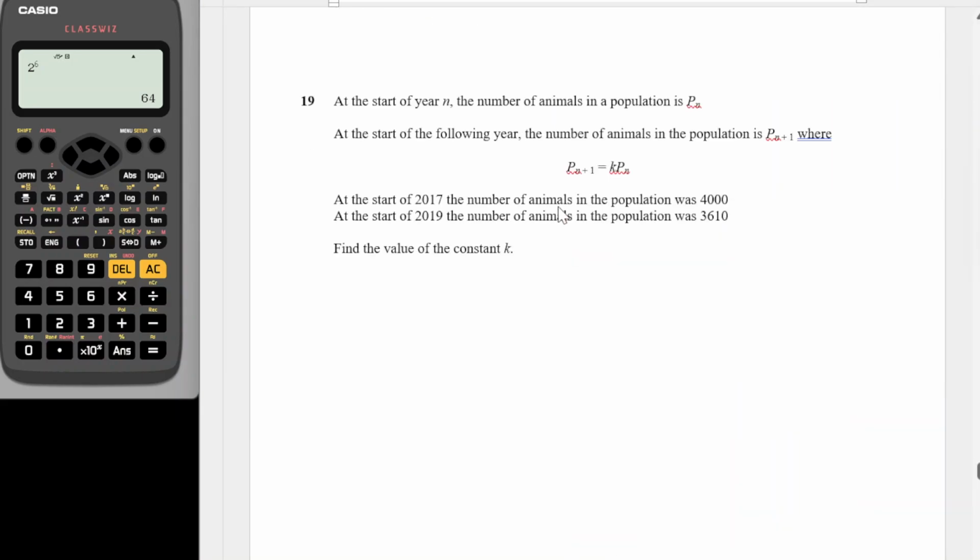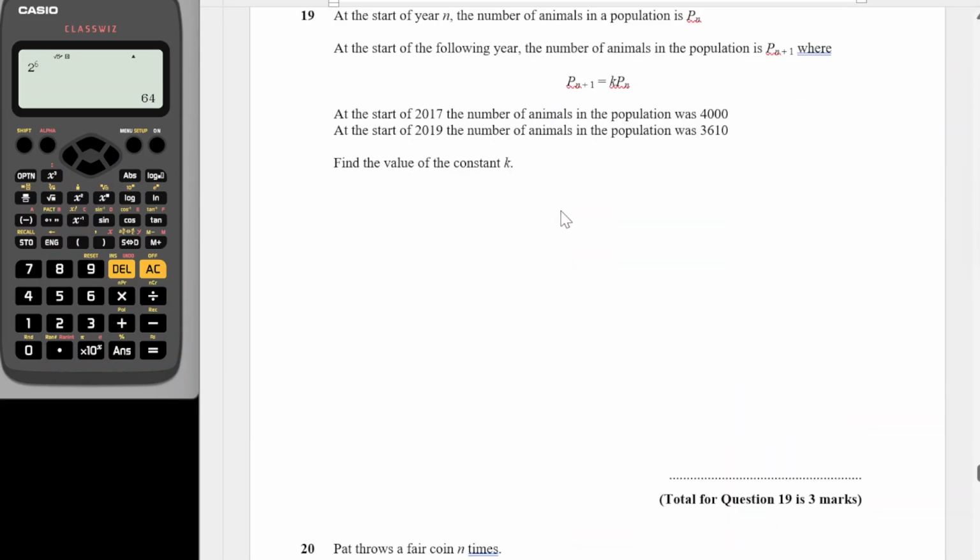Okay, and question 19. At the start of year n, the number of animals in a population was Pn. At the start of the following year, the number of animals in the population is Pn plus 1, where Pn plus 1 is equal to K times Pn. At the start of 2017, the population was 4,000. At the start of 2019, the population was 3,610. Work out the constant value of K.